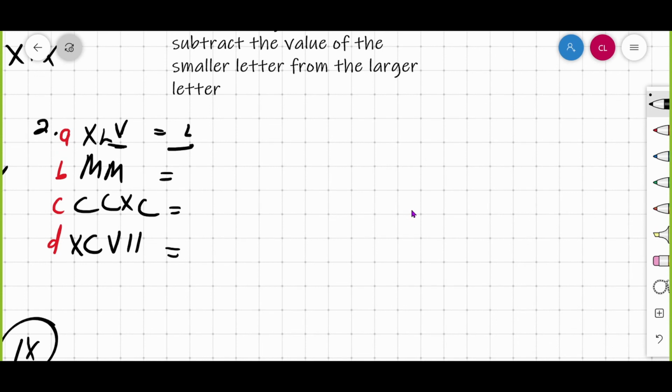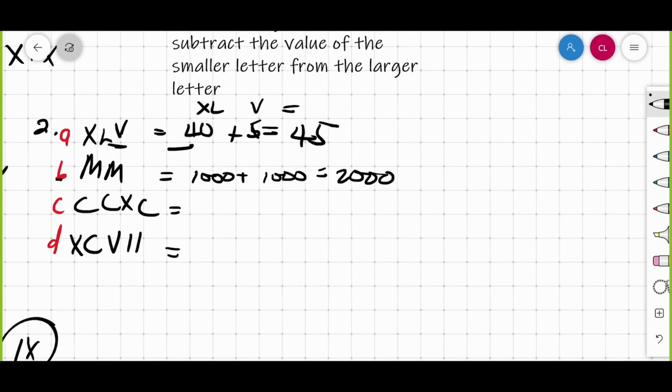The XL is the 40 plus V being the 5, so this will give you the 45. So this is XL, this is the V, and this is 45. This is B. 2000. Okay, 2000, because one M would represent 1000, plus 1000, so this would be equal to 2000. Alright.